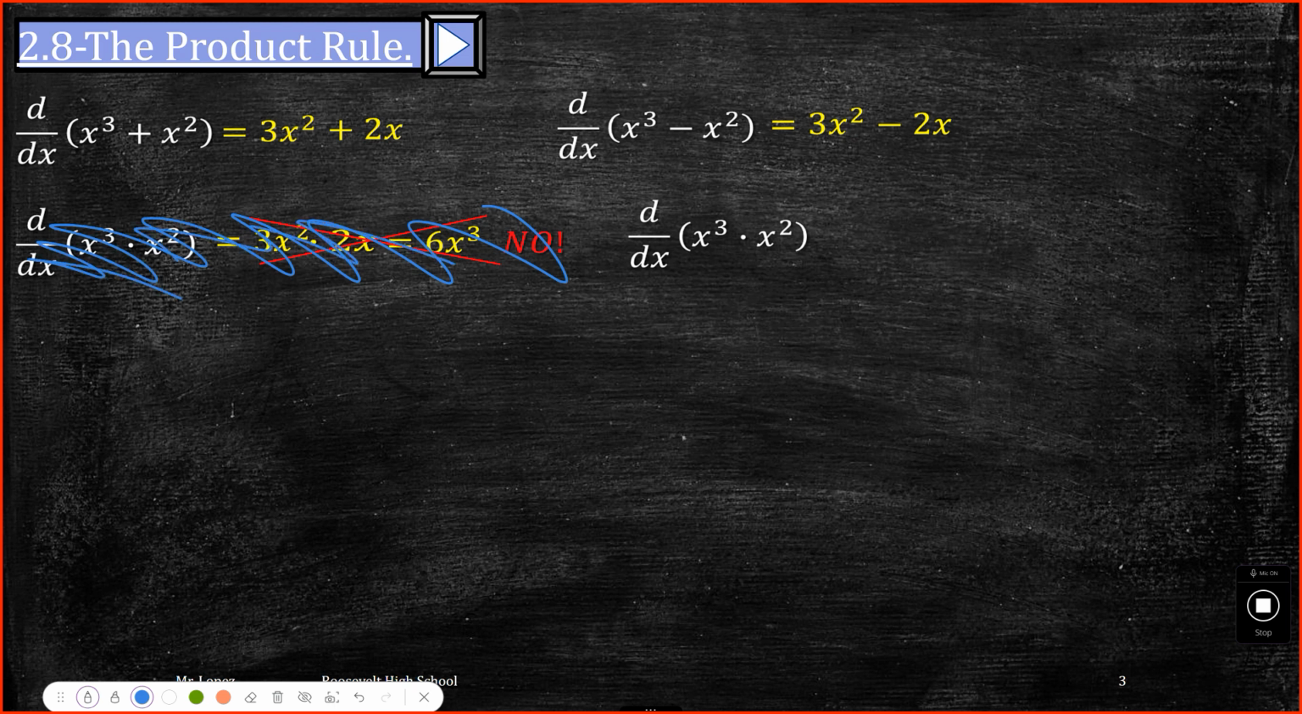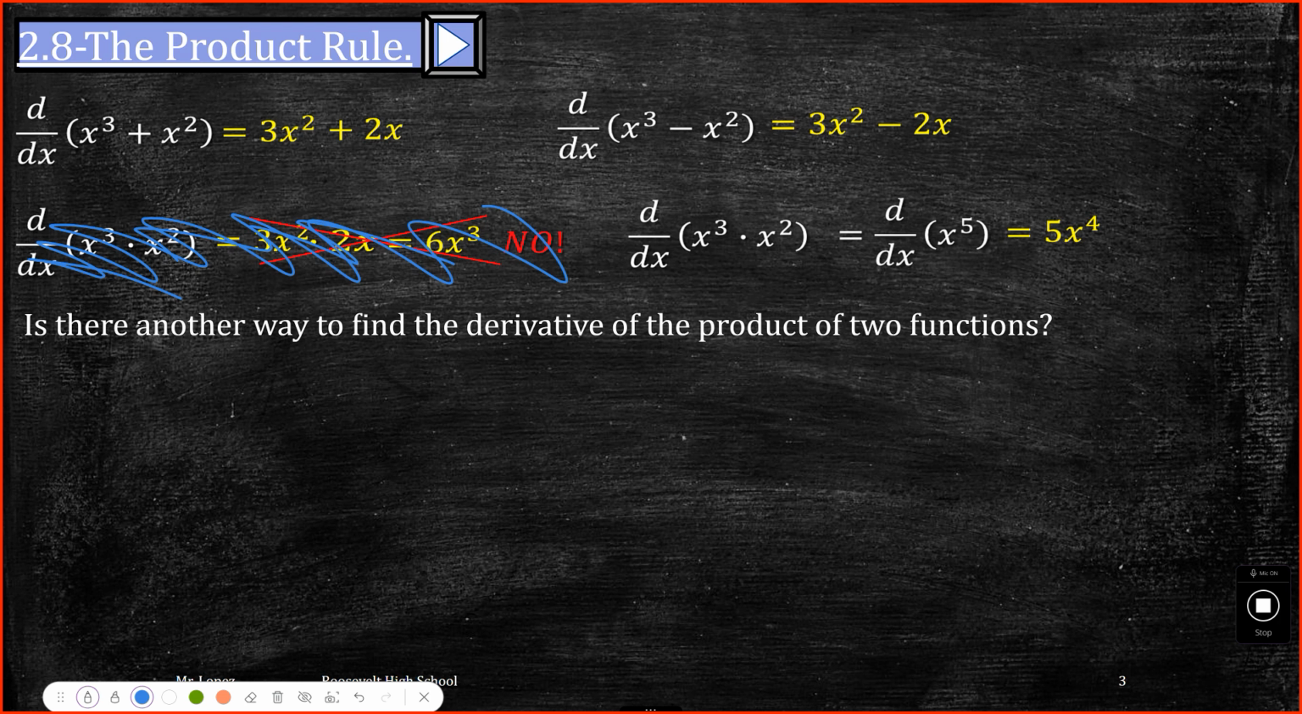We could do what she just did. And then we got that, no? But is there another way to do this? Maybe, yeah, that is pretty good. But is there another way to find the derivative of the product of two functions? And the answer is yes. And what is this other way?